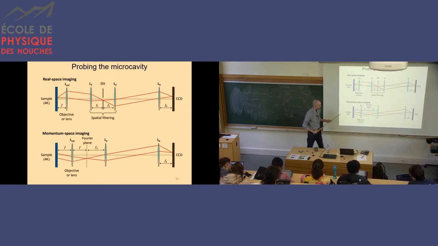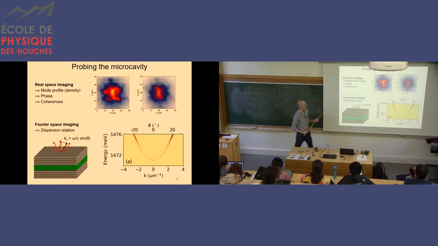So instead of imaging one point of the sample onto the CCD, all the light that comes with a given angle, for instance this angle here, will be imaged on one point on the CCD. With that, I directly have an image on the CCD of the distribution as a function of the angle, so as a function of the wave vector k. So I can plot a Fourier space image, an image of this plane here, onto the CCD, which is useful then to make dispersions, as I will show just now.